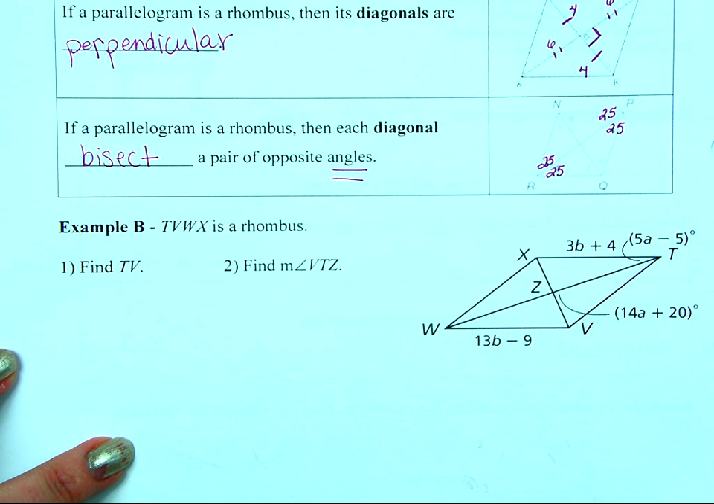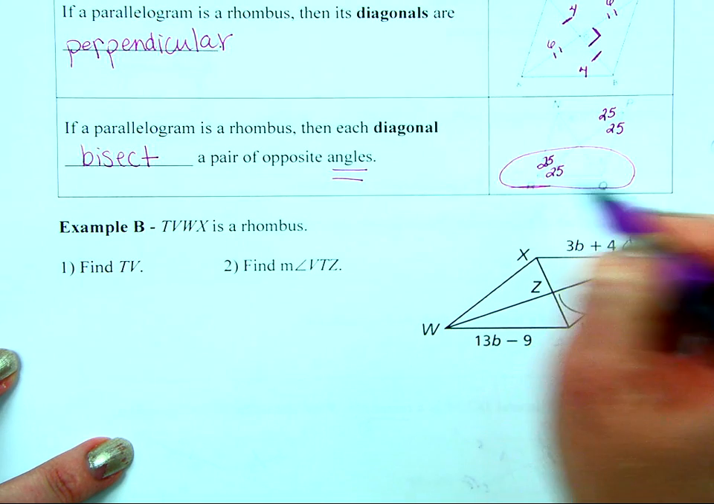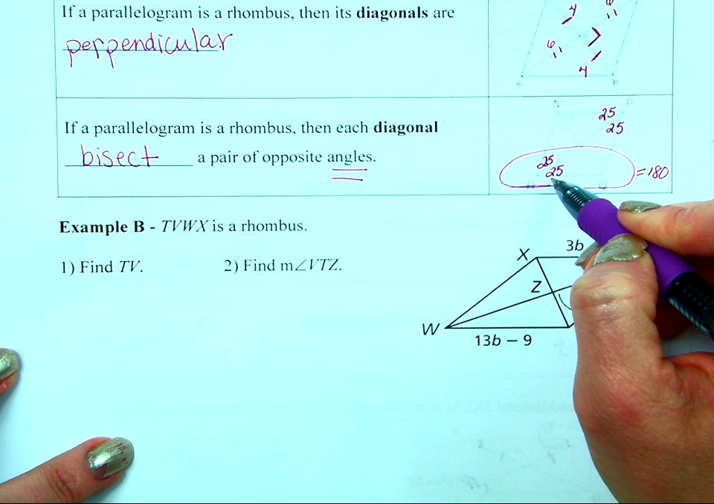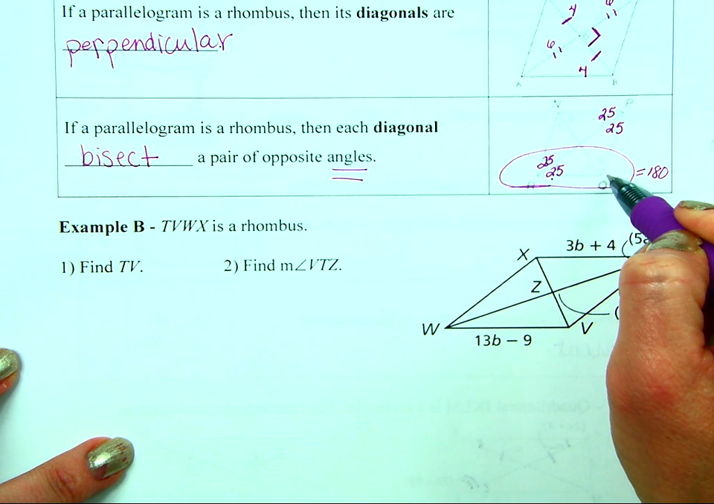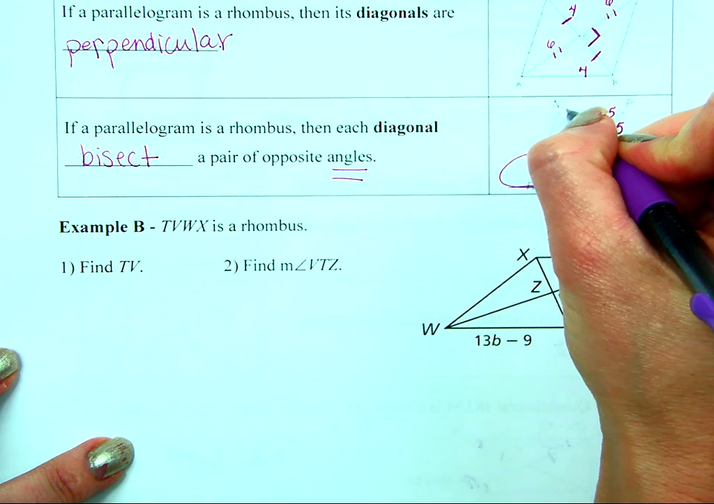Now what about angles 5, 6, 7, and 8? Are they going to be 25 degrees? No, they are not. In a parallelogram, we said my consecutive angles have to add to 180. Well, if this is a 50-degree angle, this angle here would be 130. Half of 130 would tell me these would be 65.